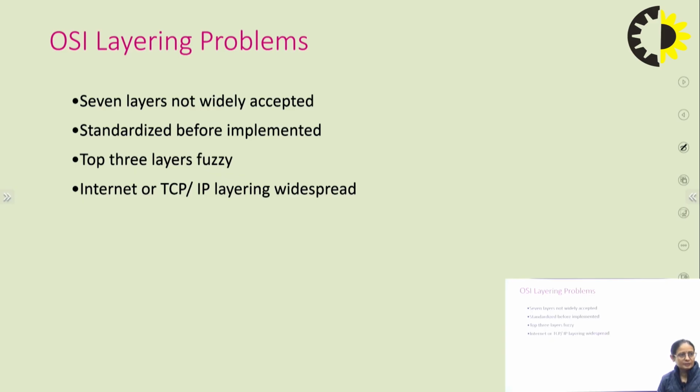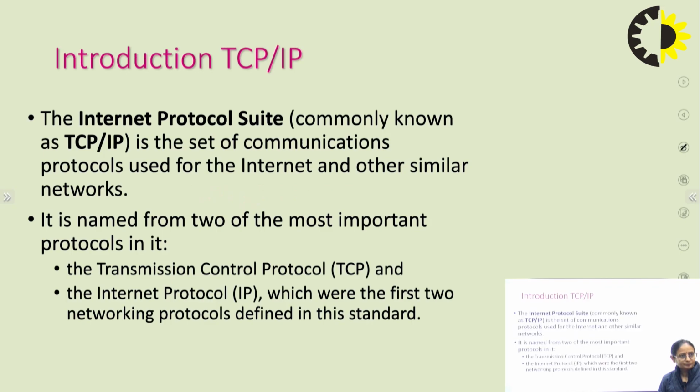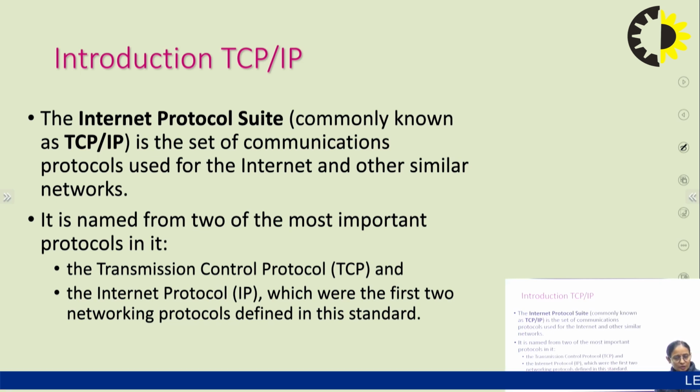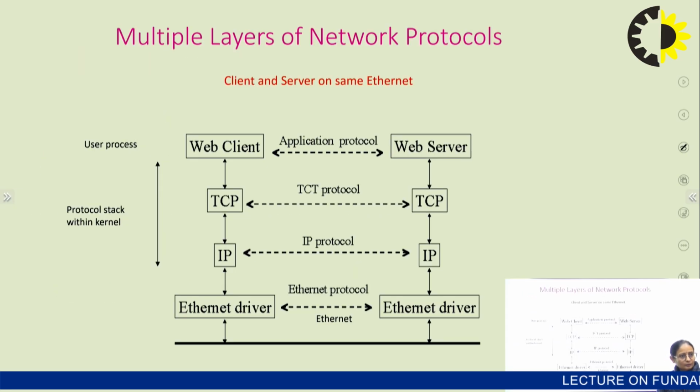model, that is the TCP IP model. Basically it is the set of communication protocols used for the internet and other similar networks, just like your OSI. It is named after 2 of the most important protocols. These are the most predominant protocols in my TCP IP protocol suite. One is TCP, that is Transmission Control Protocol, and the other is IP, that is Internet Protocol.